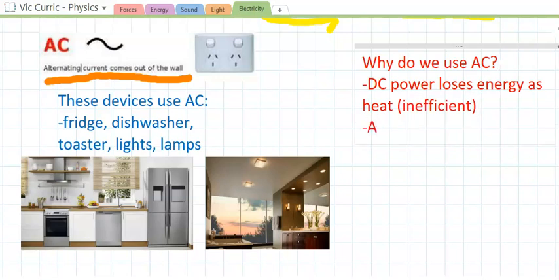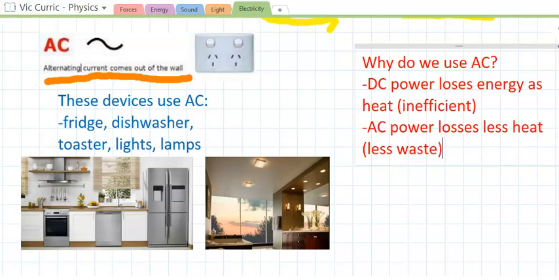Whereas AC, or alternating power, you can transfer along power lines for kilometers and it doesn't lose as much power. So it loses less heat. So it's more efficient and there's less waste.